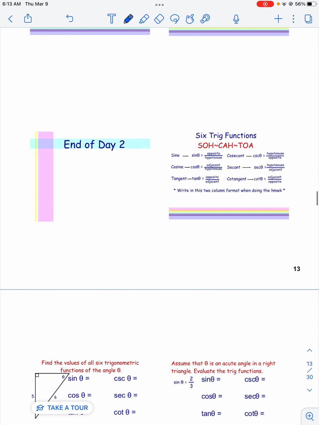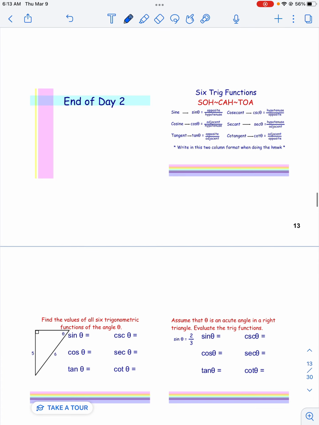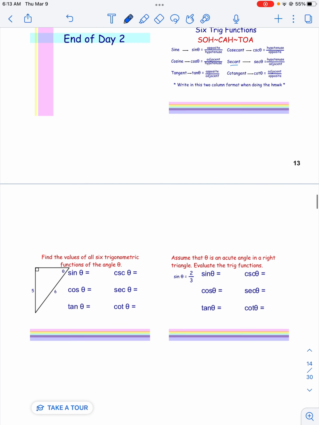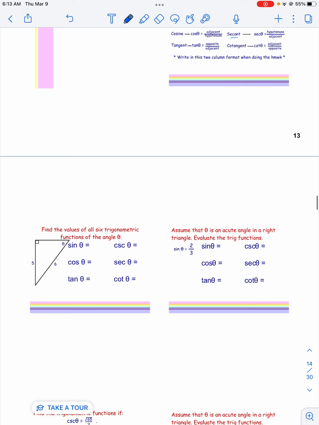Moving on to a reminder now of the last 2 pages in these notes, the 6 trig functions. I've got them up here: sine, cosine, and tangent, but then their reciprocal trig functions are just what it says, the flip. So the cosecant is the flip of sine, the secant is the flip of cosine, and the cotangent is the flip of tangent. So once you get your answer for sine, cosine, or tangent, you just flip it over.